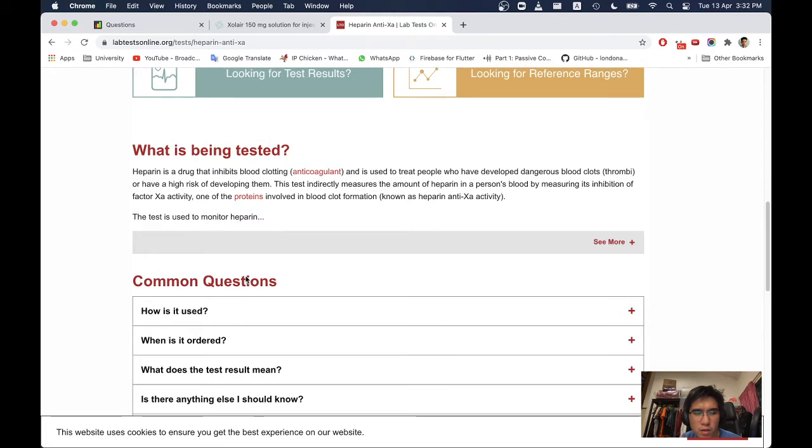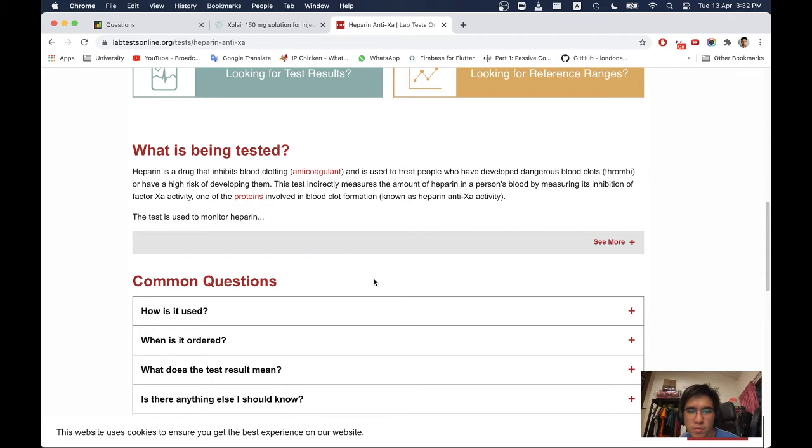Very layman: heparin is a drug that inhibits blood clotting, an anticoagulant, and is used to treat people who have developed dangerous blood clots, thrombi, or are at high risk of developing them. This test indirectly measures the amount of heparin in a person's blood by measuring the inhibition of factor 10A activity.